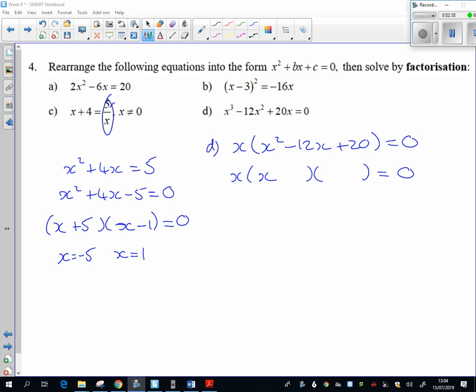So two numbers that multiply to give +20 and add to give -12, so that's -2 and -10. So I've actually got three solutions here because that does give me a solution of x is 0.